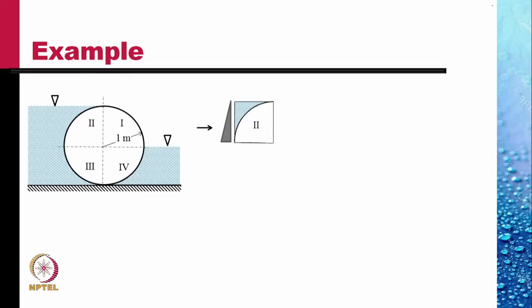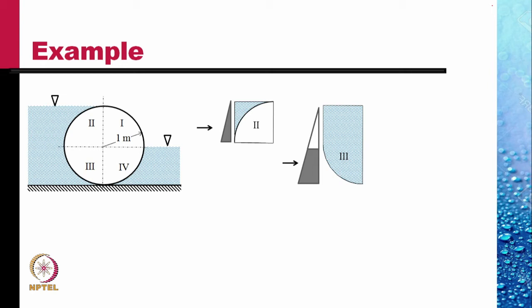So, the depth of the centroid would be 1/2 meter. On quadrant 3, the gray pressure prism is the force on quadrant 3. This again is found out by the same formula.